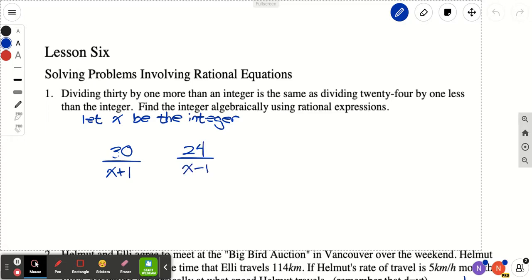And we know that these two things are the same, so we can set them equal to each other. And just like that, we already have our rational equation. I'm not going to go ahead and solve it all the way. I'll leave that for you to do.